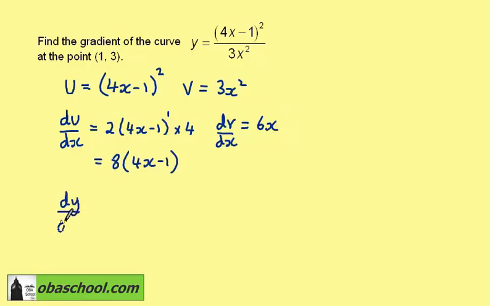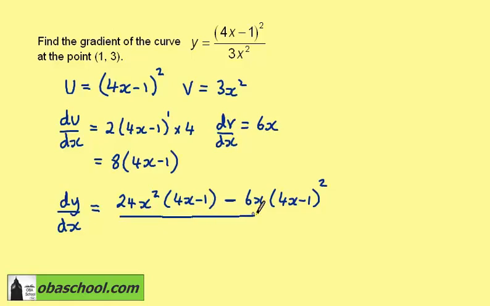dy/dx then, using the quotient rule, is v times du/dx, and this gives us 24x squared times (4x minus 1), take away u times dv/dx, which is 6x times (4x minus 1) squared, all divided by v squared, which is 9x to the power 4.